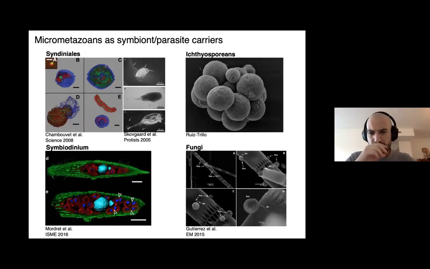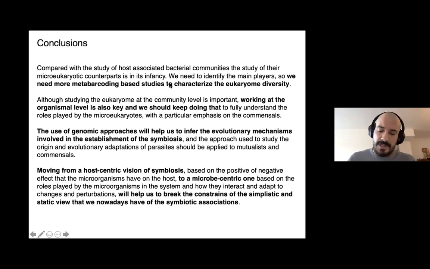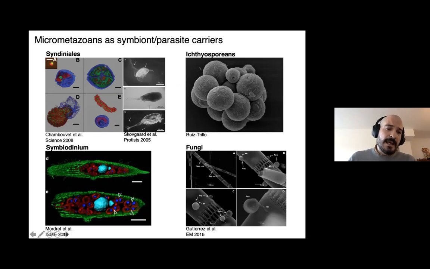Among the different organisms that we reported in this analysis, Syndiniales, Ichthyosporea, Symbiodinium, and fungi were the most abundant. It's not surprising, some Syndiniales are very abundant everywhere and are known to parasitize, for example, copepods. Ichthyosporeans are known to live on the surface of amphipods and other invertebrates. And Symbiodinium has been observed to live associated with other microkaryotes.